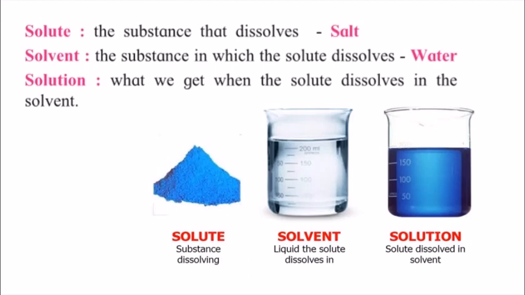Another set of terms is solute, solvent and solution. The substance that dissolves is called a solute. For example, you are taking salt. Salt is a solute that will be dissolving in a particular liquid. Next is the solvent, the substance in which the solute will dissolve. For example, you have taken water. So in water, you will be adding salt. Salt was our solute. The substance in which the solute dissolves is called the solvent. And when you dissolve both, that is, when you dissolve salt in water, together these become a solution.